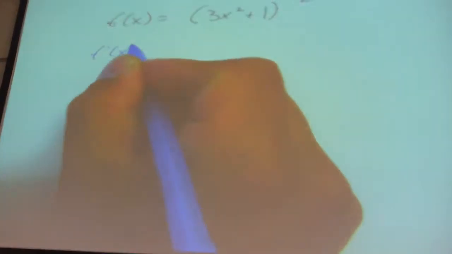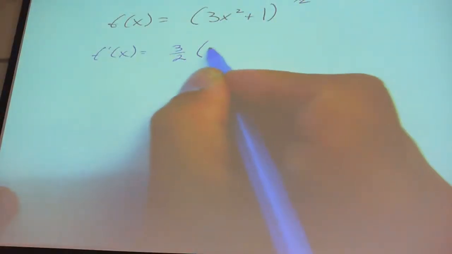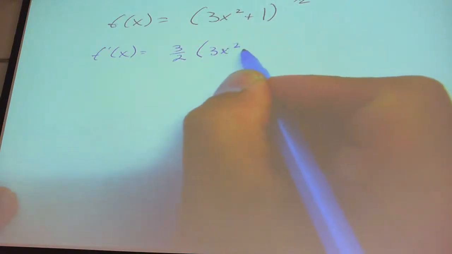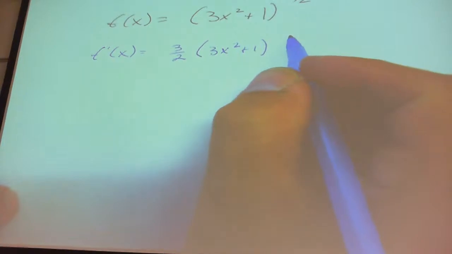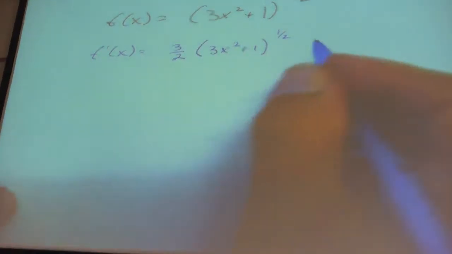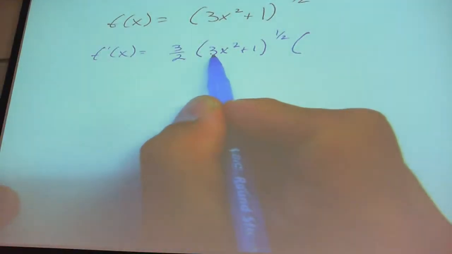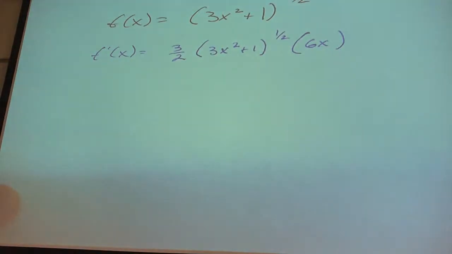Let's see how we're doing. Just because it's a fraction, nothing changes. 3 over 2 goes to the front. Inside stays the same, 3x squared plus 1. 3 over 2 minus 1 gives you what? Positive a half. Then the derivative of the inside would be 6x. Stop there. That's chain rule. Any questions?